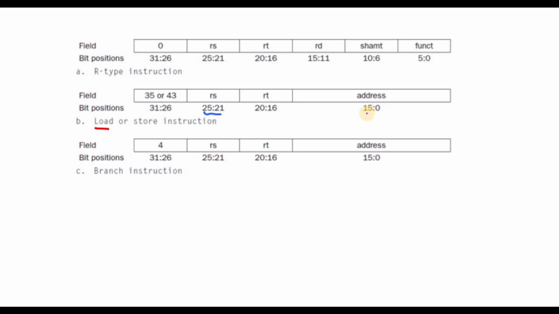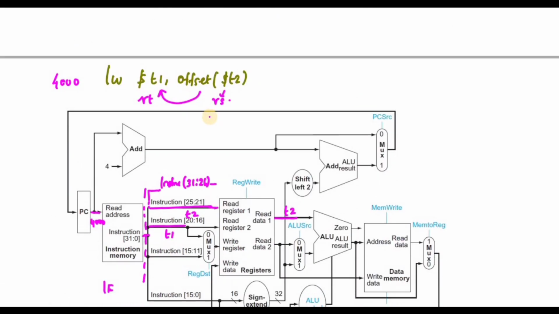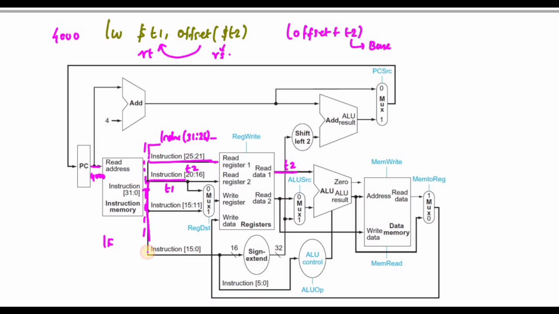The offset is bits 0 to 15, and it represents an address, which is nothing but offset plus T2. This is my base address, and you have to add the offset value. The offset is a 16-bit value, right? Now I'm discussing the instruction decoding stage. Using sign extension, it is converted into 32 bits and given to a mux.